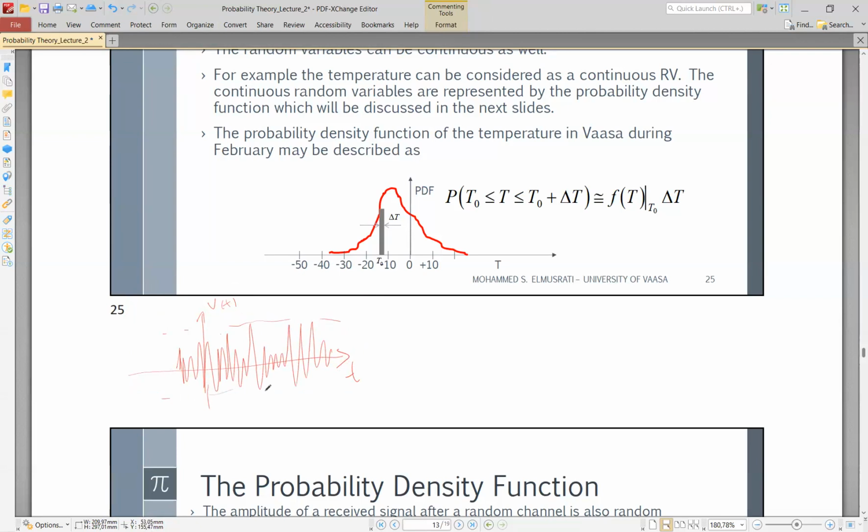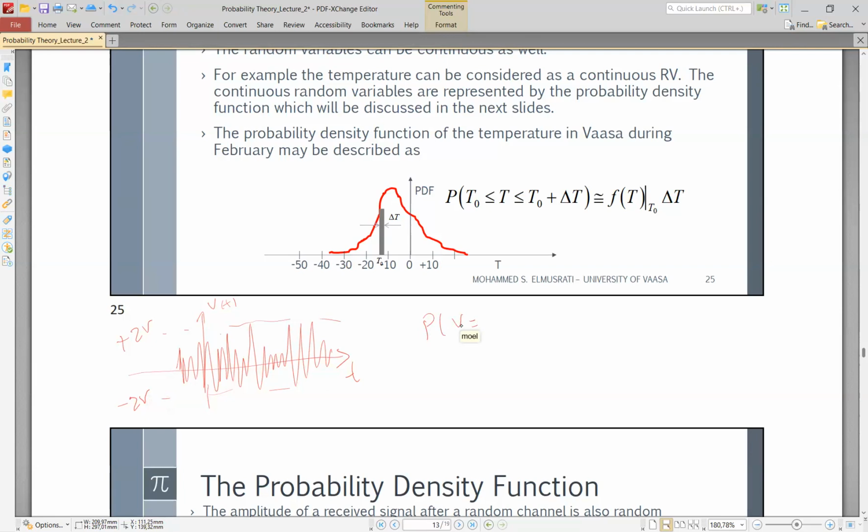The maximum is 2 volt, and the minimum is -2 volt. Okay. This random voltage can now take any value in magnitude or amplitude from -2 volt up to 2 volt. We want to quantify the uncertainty of this voltage. What is the probability that you got voltage equal to a certain value?